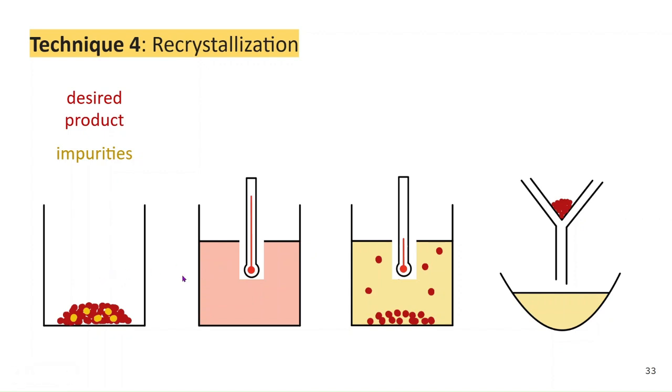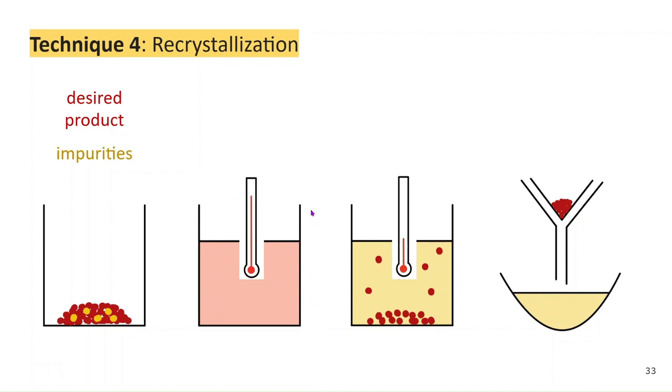For this one, we add a minimum amount of hot solvent. So maybe it's hot water that we add. This will dissolve the impurities easily because they want to dissolve and only barely dissolve the desired product. So everything will get dissolved, but the desired product is close to its saturation point, which means it wants to come out of solution, right? It wants to recrystallize. So this produces a hot saturated solution. That's what we have right here, right?